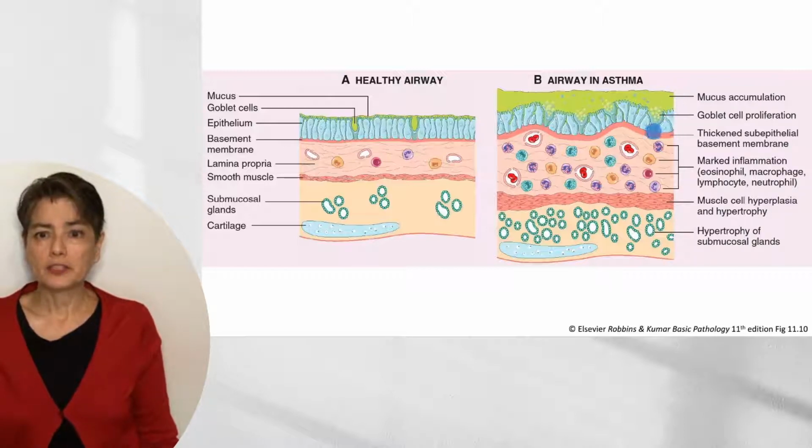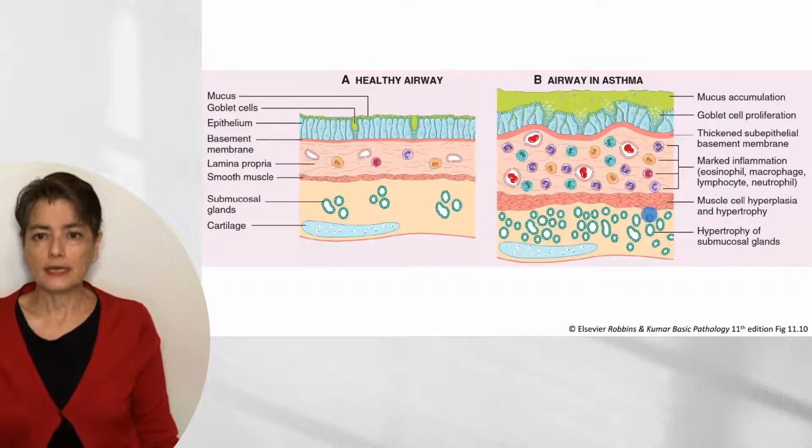We now have goblet cell proliferations, so instead of just a few scattered goblet cells, we now have abundant goblet cells which are releasing this mucus. We have a thickened subepithelial basement membrane. This is going to be in response to the mediators that are being released by this marked inflammation in the lamina propria. It's a mixed inflammation with eosinophils, macrophages, lymphocytes, and neutrophils.